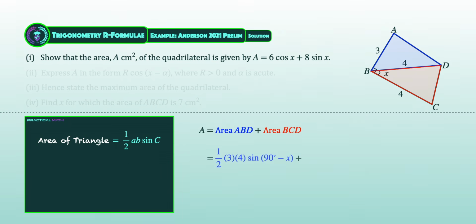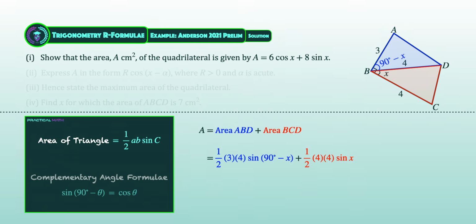Area of triangle ABD can therefore be found by having half by 3 by 4 by sine (90 minus X), where 3 is from AB, 4 from BD. The angle between these two sides is the angle ABD, and it will be 90 degrees minus X. Similarly, area of triangle BCD can be found by having half times 4 squared times sine X, where 4 is from BD and another 4 from BC. The angle between these two sides will be X.